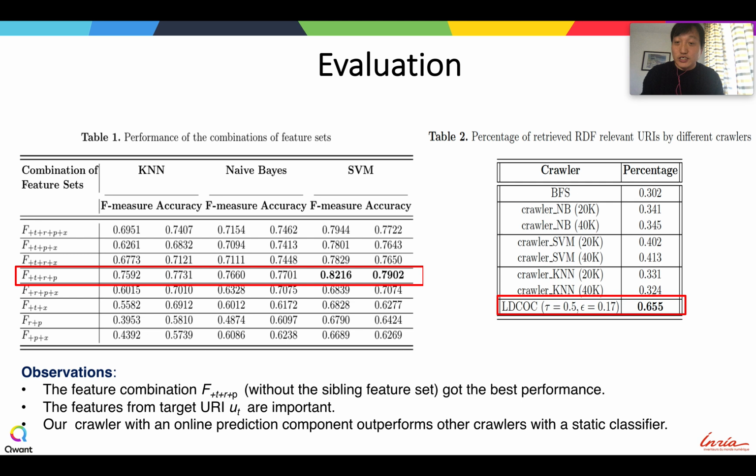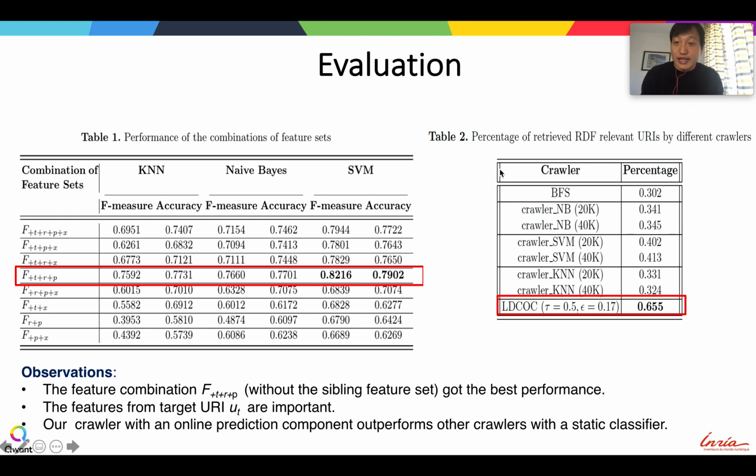And for evaluation, we first evaluate the predictive ability of different combinations of feature sets. We found that the combination of all feature sets without the sibling feature set got the best performance. And we also found that the feature sets from the target URI UT are important to the prediction task.